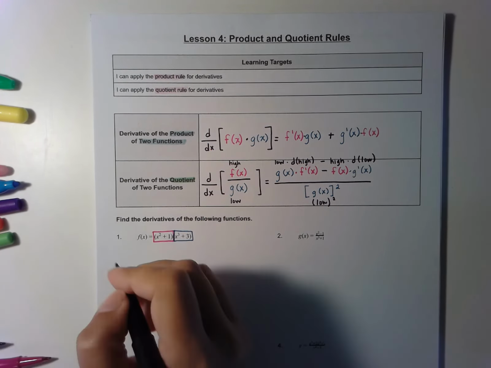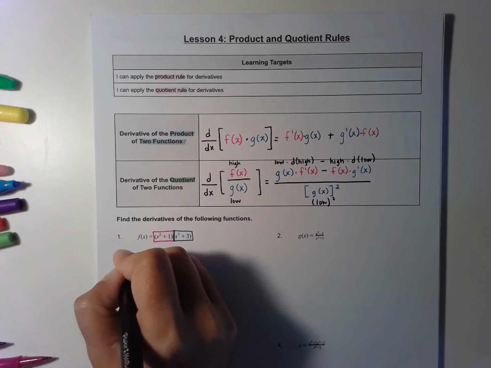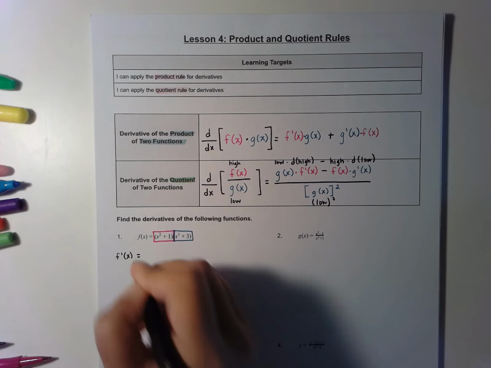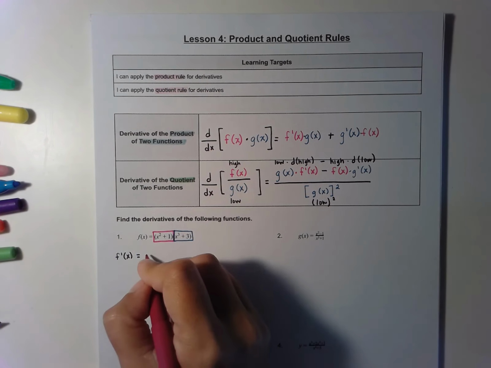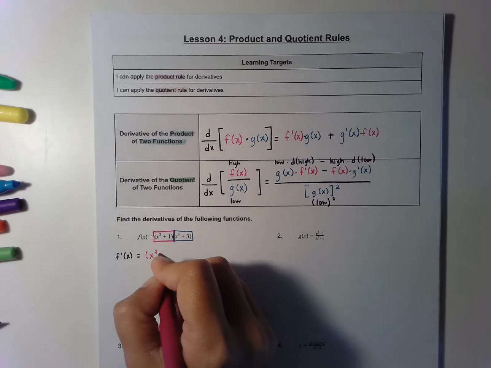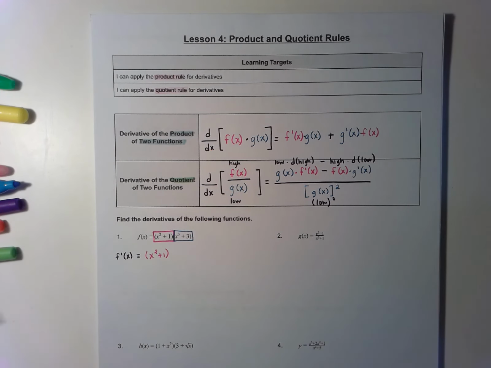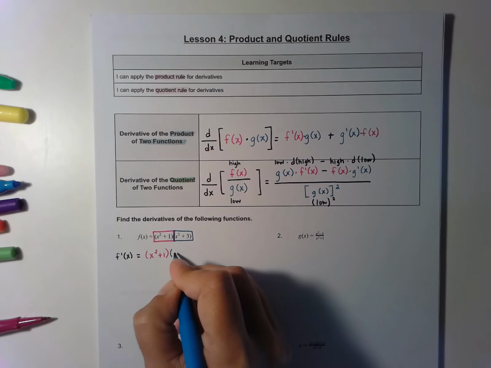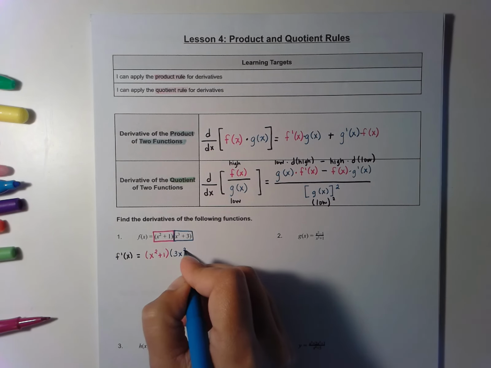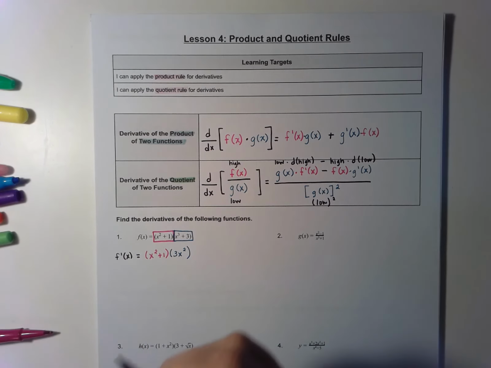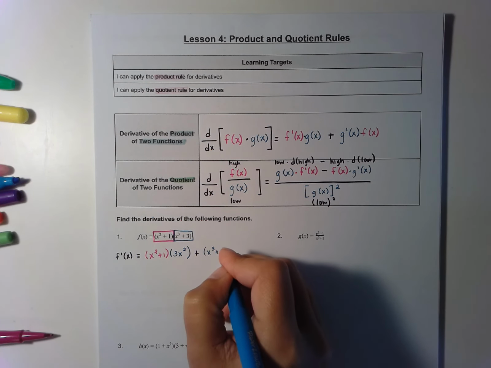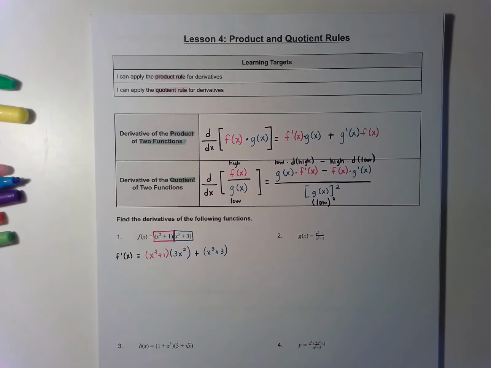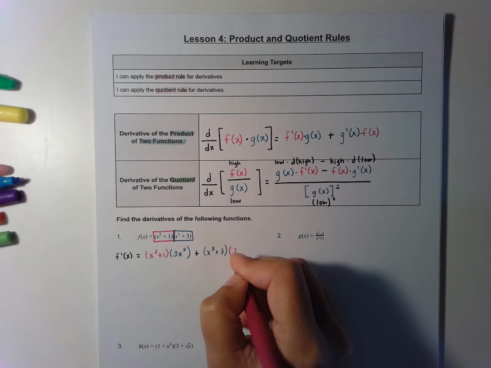So to take the derivative here, we're going to need to use product rule. So f prime of x is equal to, now product rule says that we copy the first function, so I'm just going to literally copy it and not change anything, and then take the derivative of the second function, so 3x squared would be that derivative, plus, and then copy the second function, so don't change anything, x cubed plus 3, and then take the derivative of the first function, which is 2x.